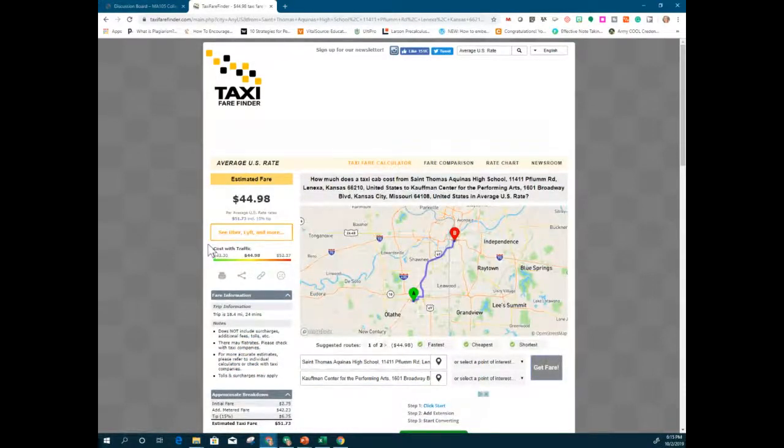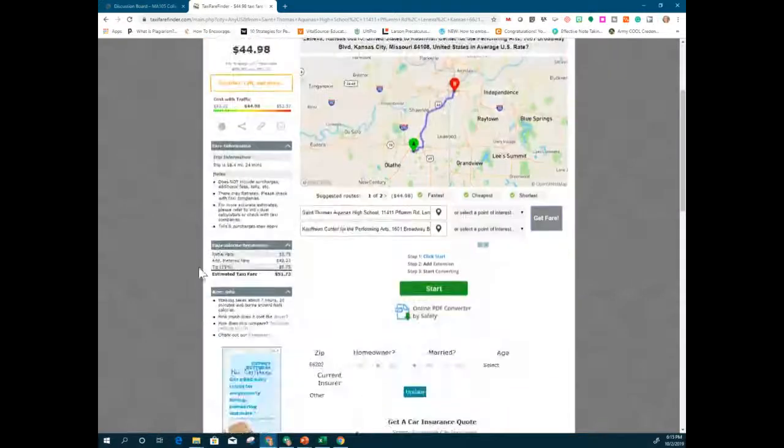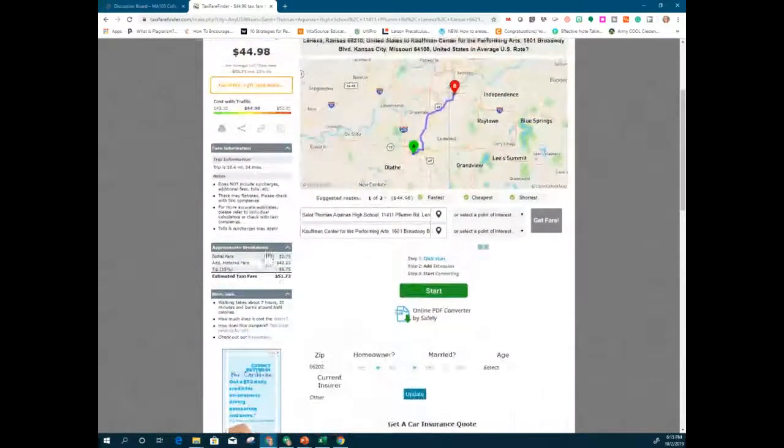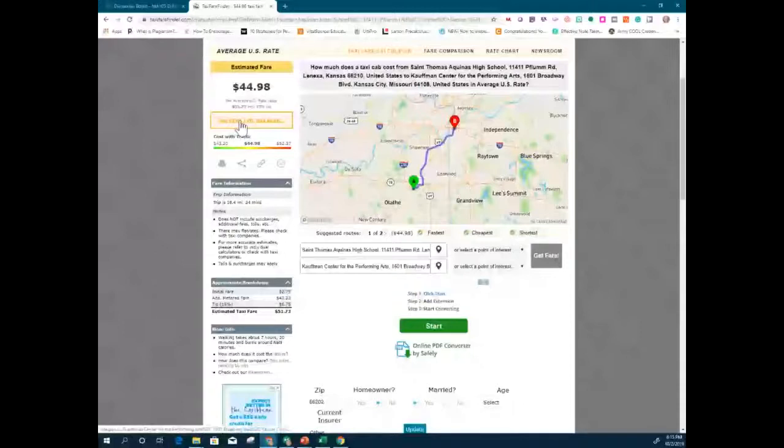Okay. So it tells us the approximate cost. It tells you the initial fare, so that's your flat rate. Additional metered fare, so that's the total per mile. So that's not as detailed as you want. You have to kind of backwards figure that out. Otherwise, I can click here and see Uber, Lyft, or more.